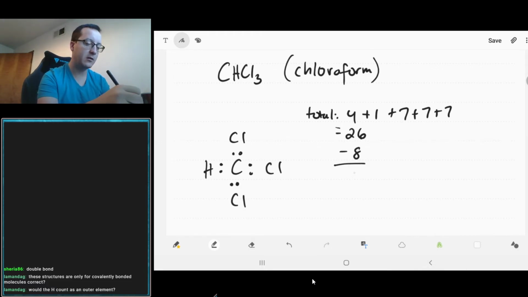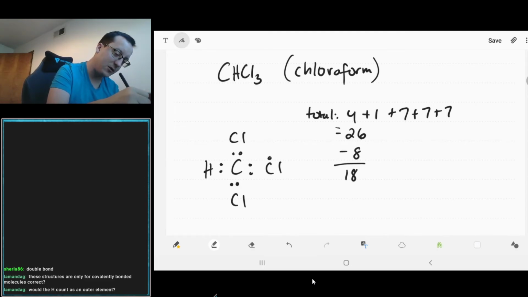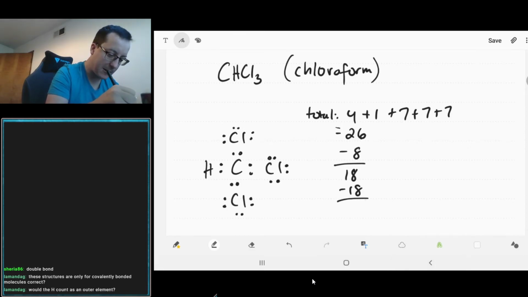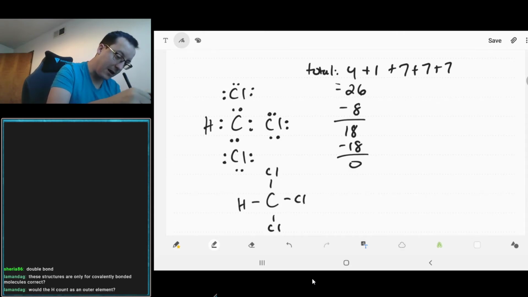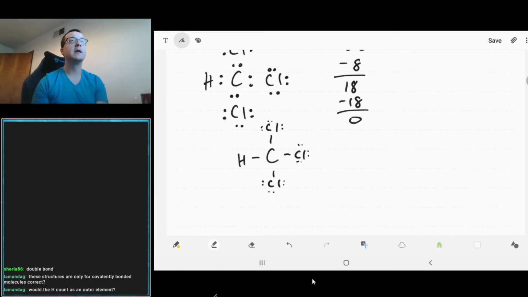8 have been used, so we have 18 left. Hydrogen's already happy. So we're going to give 18 away to the chlorines. We have nothing left. We draw it real quick. And again, it does not matter if you put the H on the top, or the right side, or the bottom. So this is the Lewis structure.